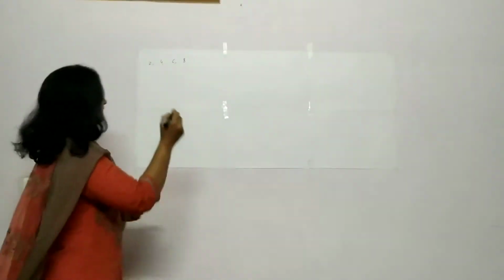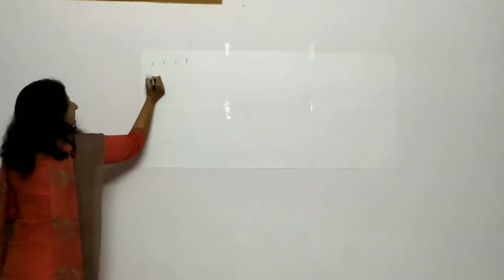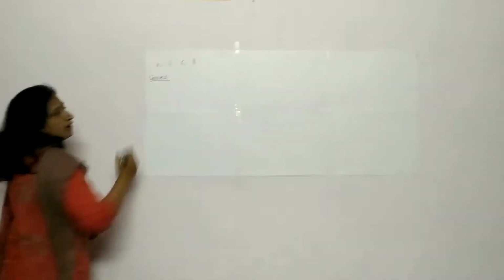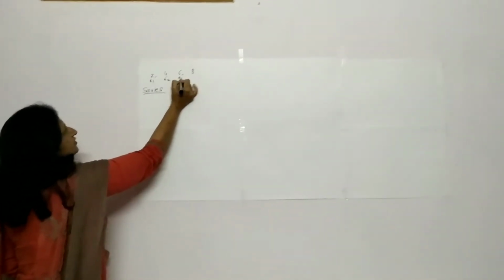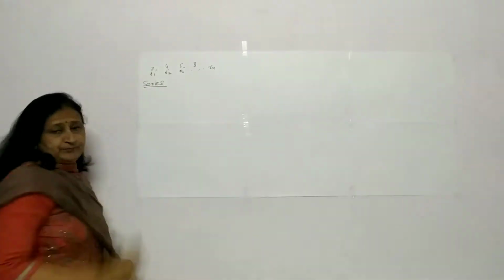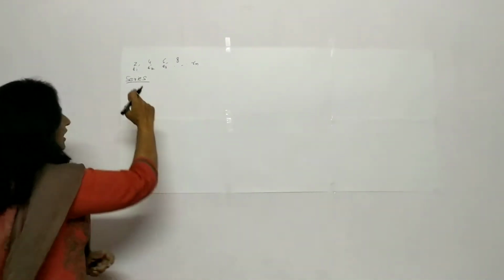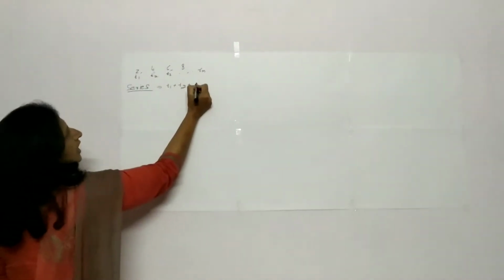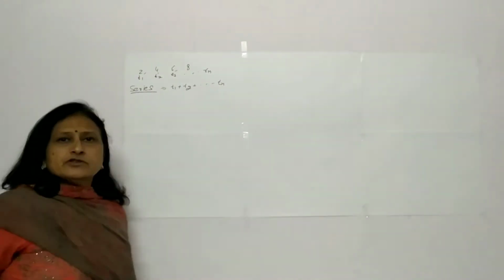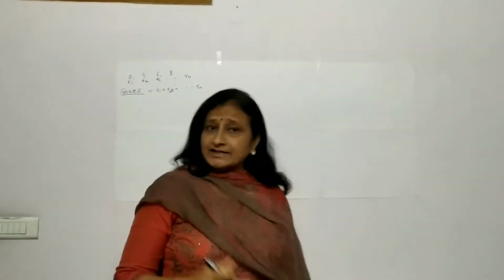Next I shall be taking up the term series. What is a series? If we denote the terms as T1, T2, T3, likewise up to Tn of the sequence, and we add all these terms, T1 plus T2 up to the nth term, this will form the series. Next I shall be taking up the definition of progressions.